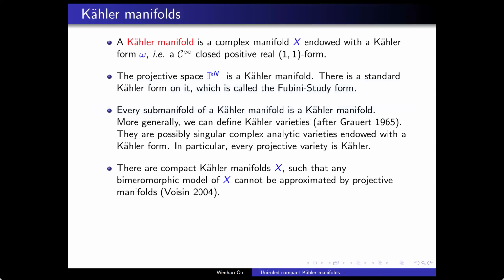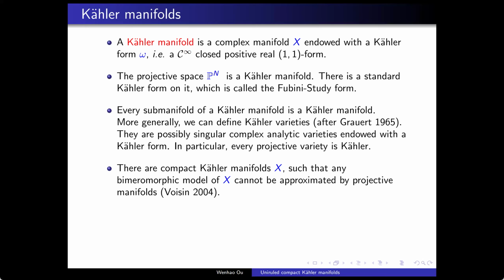So I will talk about compact Kähler manifolds. It is a topic in complex geometry. A Kähler manifold is a complex manifold X endowed with a Kähler form omega, which means a smooth, closed, positive real form of type 1-1, so a 1-1 form. A typical example is the projective space Pn. It is a Kähler manifold, and there is a standard Kähler form on it, which is called the Fubini-Study form.